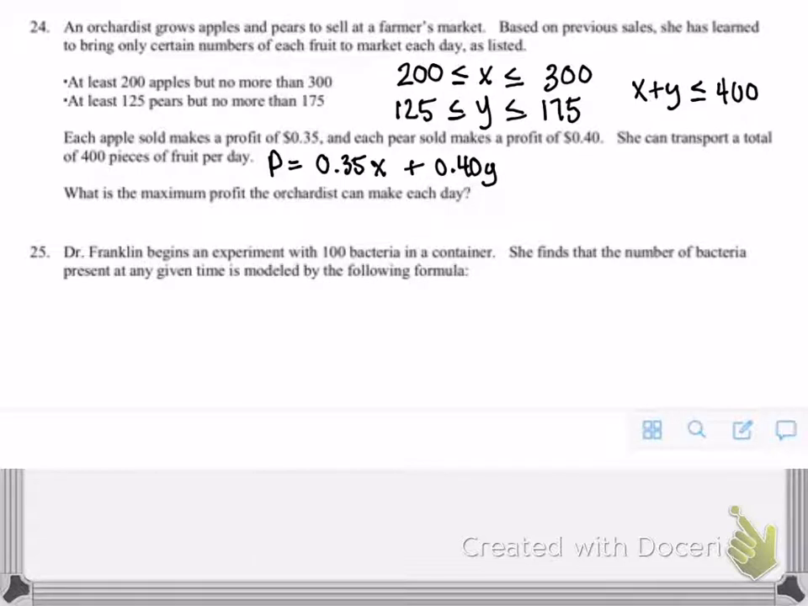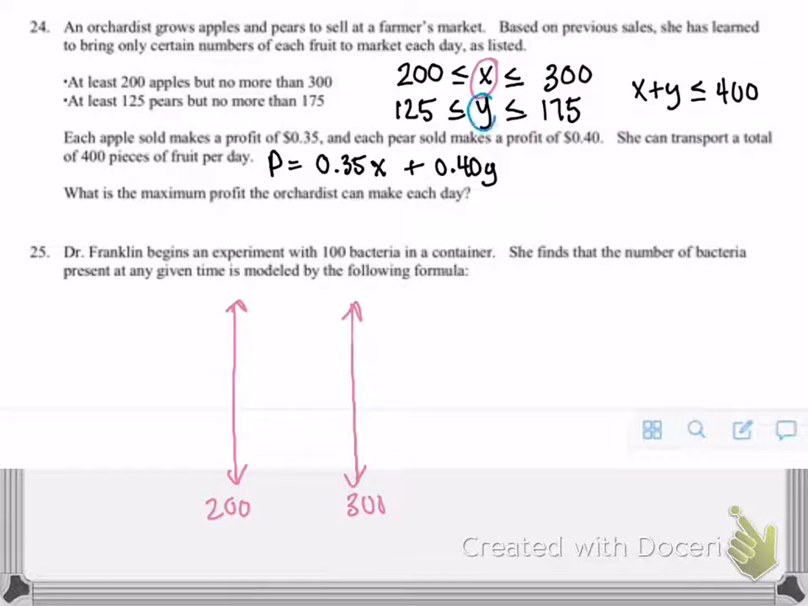Now we need to graph these. And that sounds really tricky, but remember, if you have x equals inequalities, those are going to be vertical lines. So I'm going to have vertical lines that are solid lines because they're less than or equal to at 200 and 300. Vertical lines going up and down. So I don't have to actually physically draw the x and y axes. I can just visualize them.